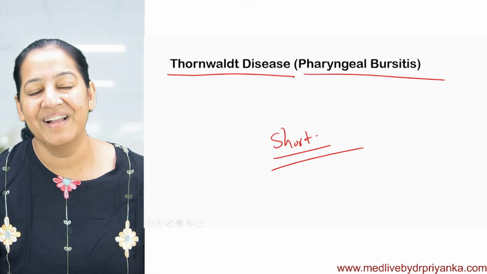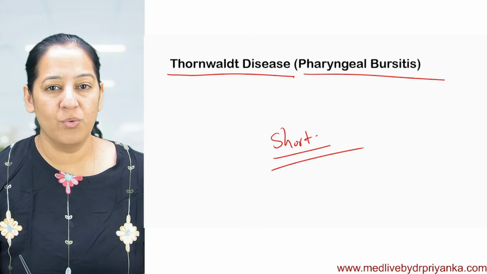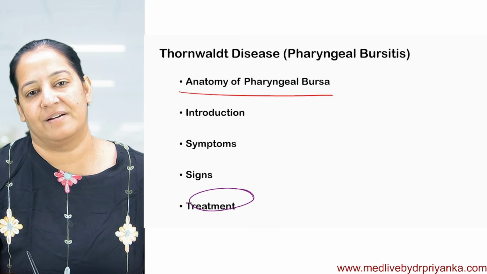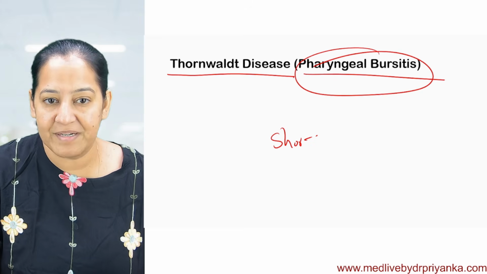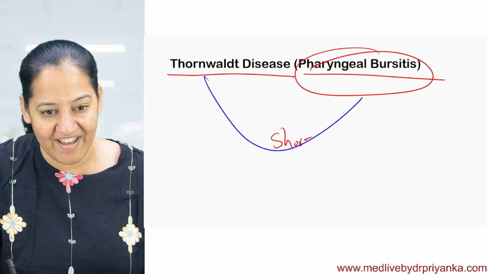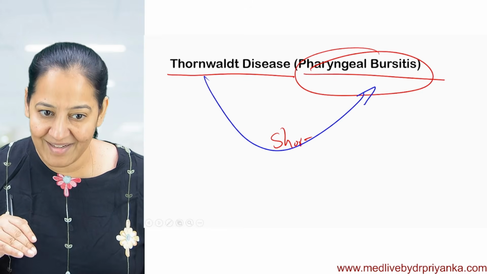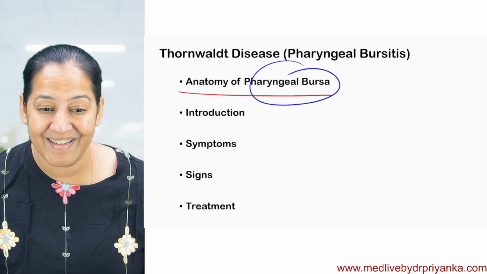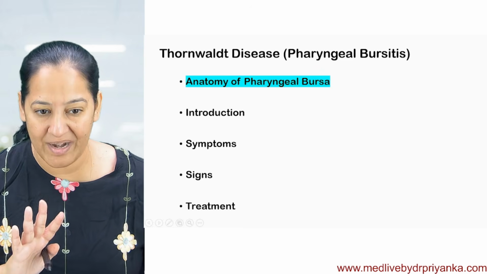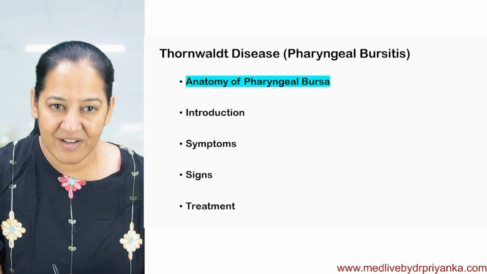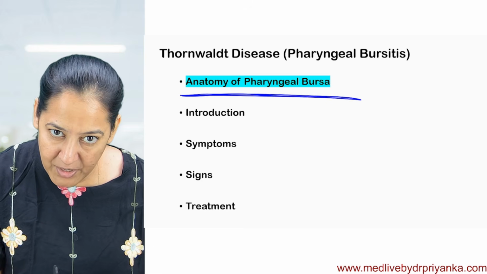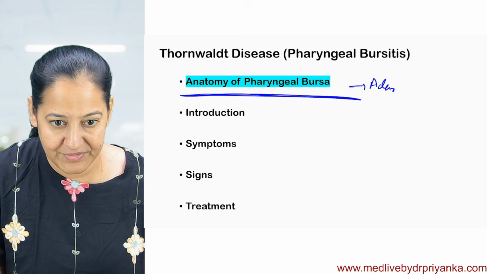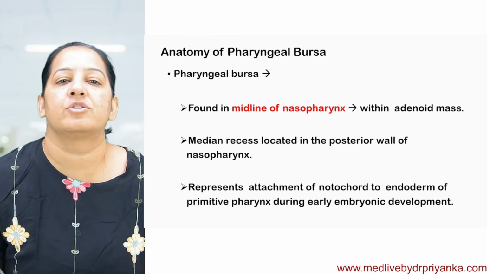Thornwaldt disease. Okay. You can't understand Thornwaldt disease unless and until you understand the anatomy of the pharyngeal bursa. First, you have to understand the anatomy because it is pharyngeal bursitis. Thornwaldt disease is actually pharyngeal bursitis. So you can understand the disease if you understand what is pharyngeal bursa. I already taught you in anatomy. Here we will revise. It is related to adenoid only. That's why I'm teaching you here. So first, I will help you in understanding the anatomy of the pharyngeal bursa, which is present inside the adenoid. Then we will understand this disease, Thornwaldt disease.